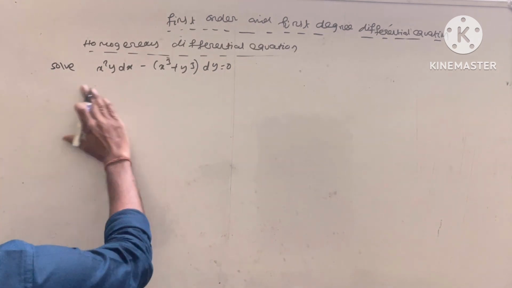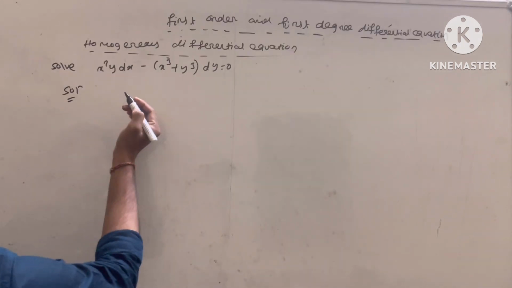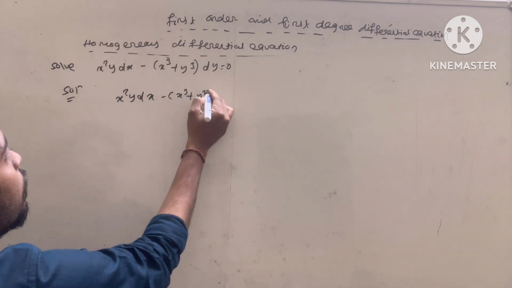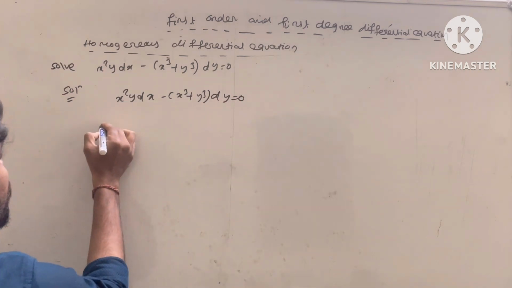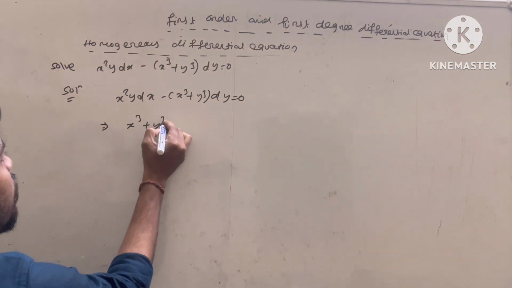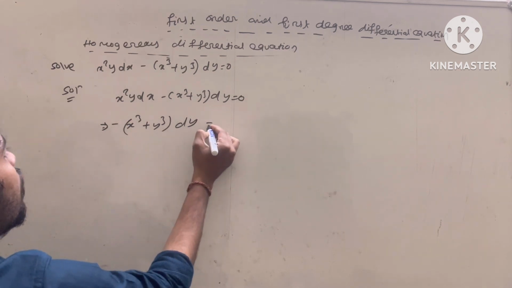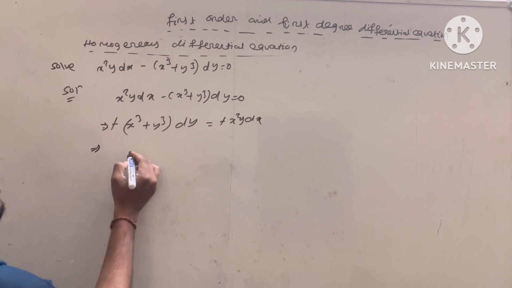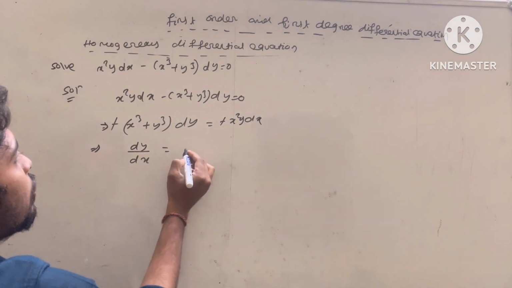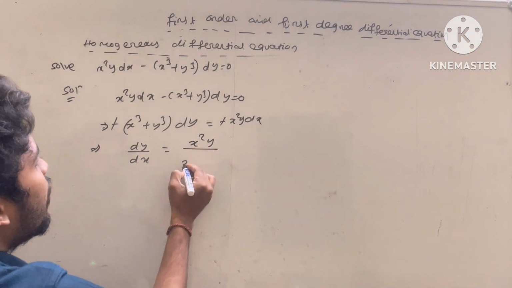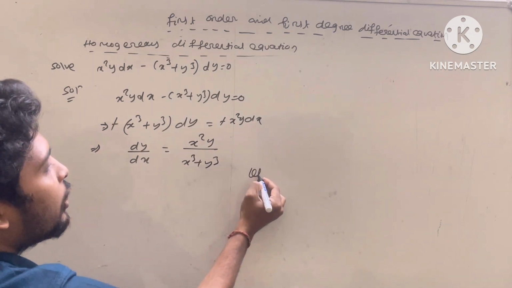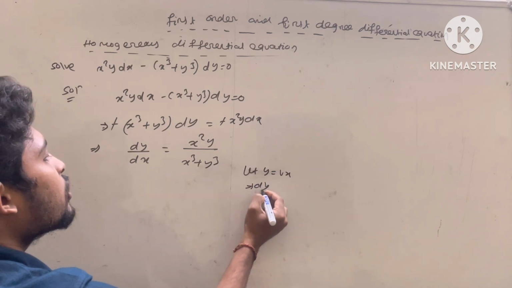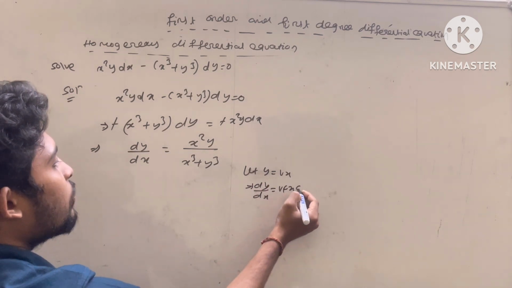So look at here, the equation is x square y dx minus (x cube plus y cube) dy is equal to 0. So this one is (x cube plus y cube) dy minus x square y dx, so the minus is cancelled on both the sides. So this is dy by dx is x square y by (x cube plus y cube). So simply we have to take let y is equal to vx, and dy by dx is what? V plus x dv by dx.